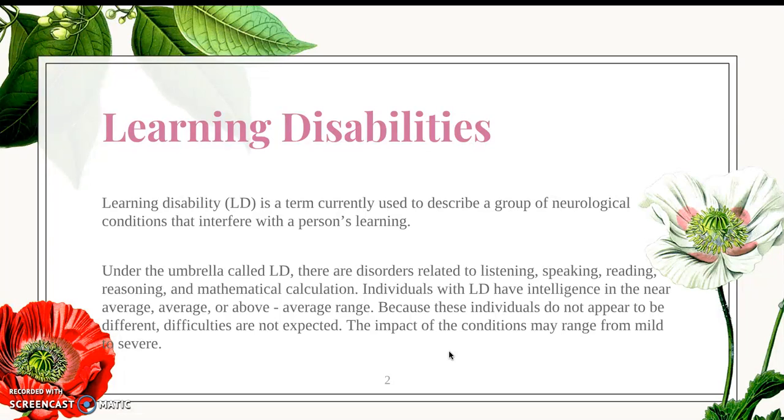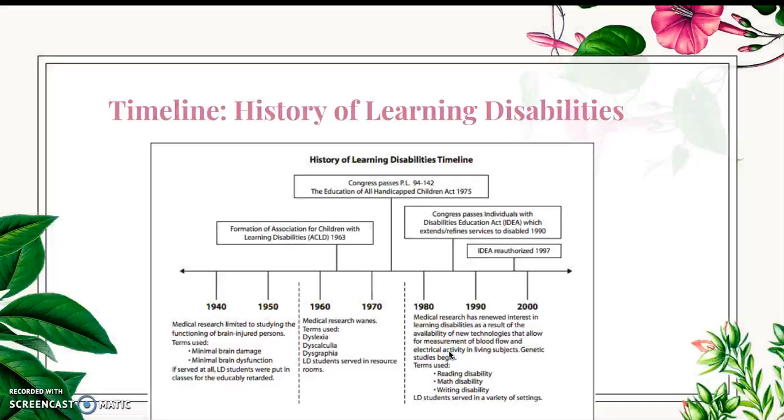Learning disability, or LD, is a term currently used to describe a group of neurological conditions that interfere with a person's learning. Under the umbrella called LD, there are disorders related to listening, speaking, reading, reasoning, and mathematical calculation. Individuals with LD have intelligence in the near average, average, or above average range. Because these individuals do not appear to be different, difficulties are not expected. The impact of conditions may range from mild to severe.